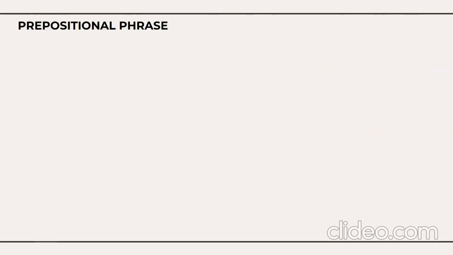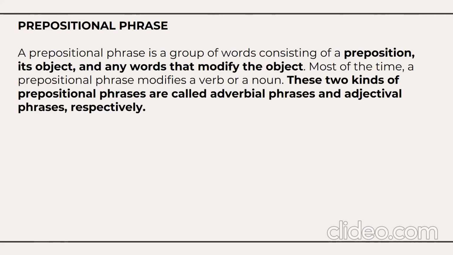Then we have the prepositional phrase. A prepositional phrase is a group of words which consists of a preposition, its object, and any word that can modify the object. So, for example, "he arrived in time". "In time" is the prepositional phrase.